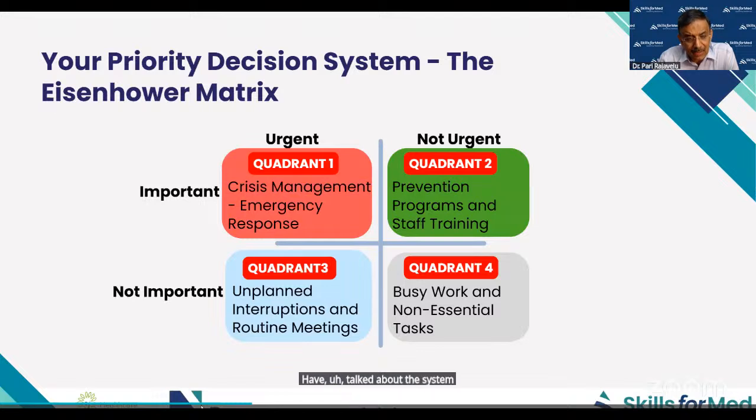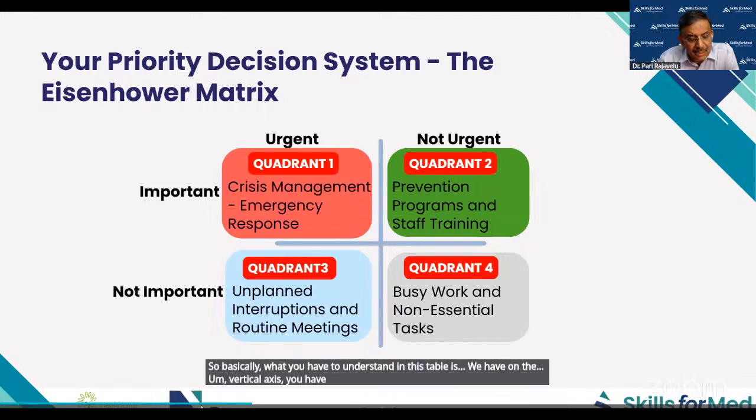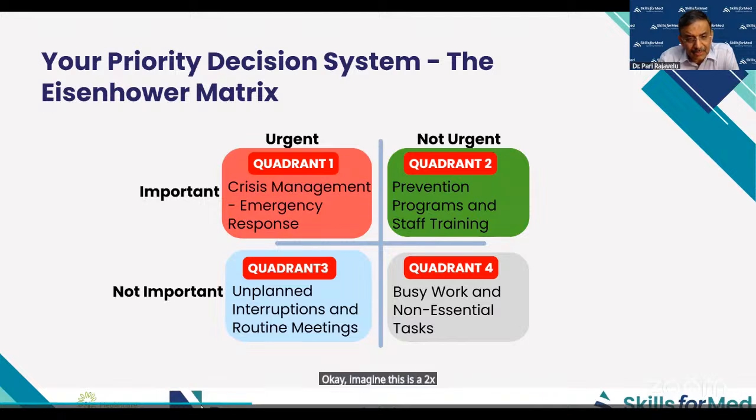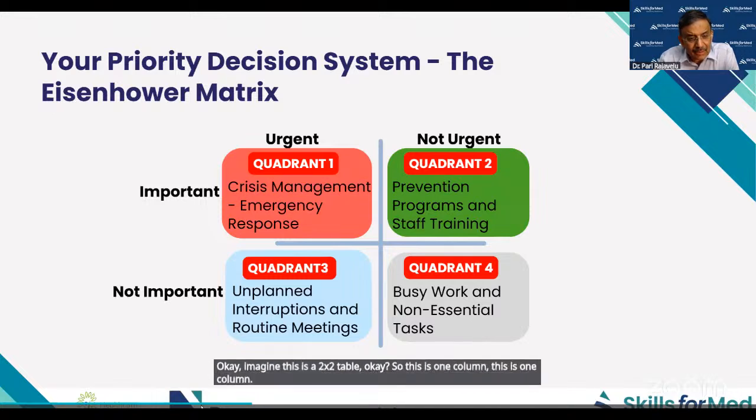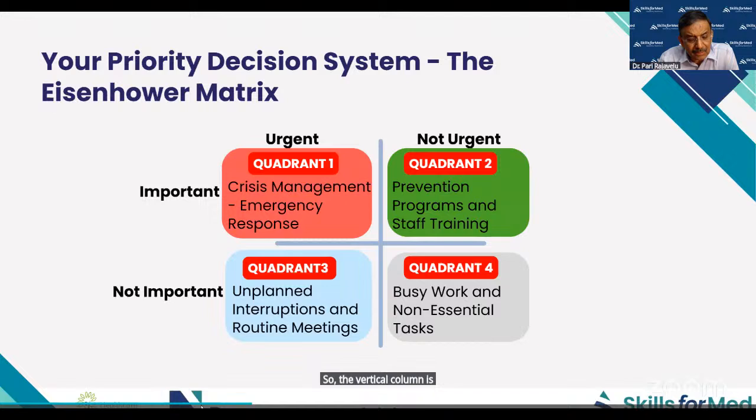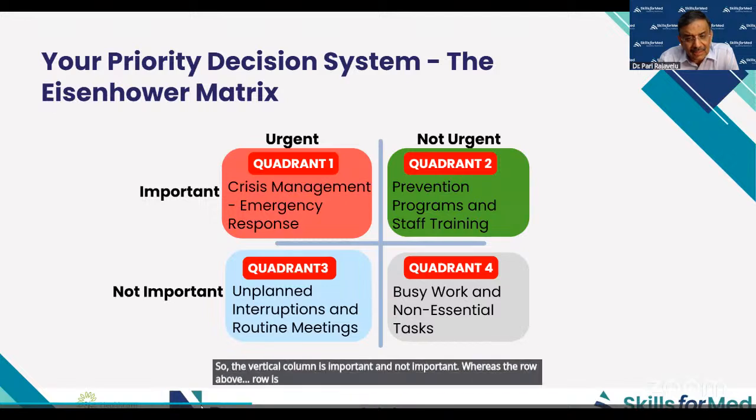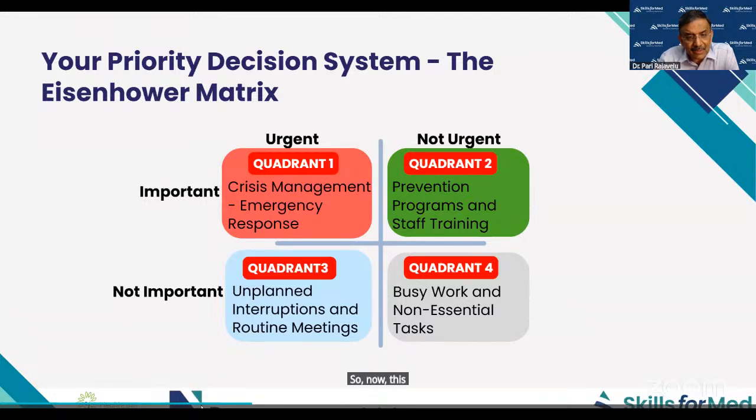So basically, what you have to understand in this table is that on the vertical axis you have important and not important. Imagine this is a 2 by 2 table. So this is one column, this is one column. The vertical column is important and not important, whereas the row is urgent and not urgent. So this divides the table into 4 quadrants.